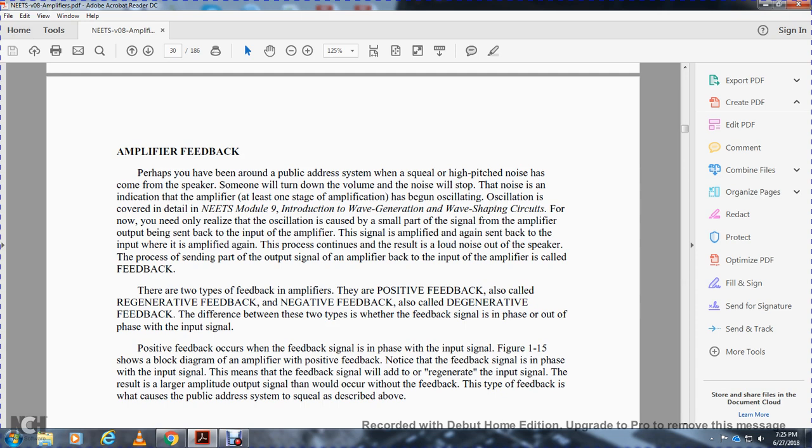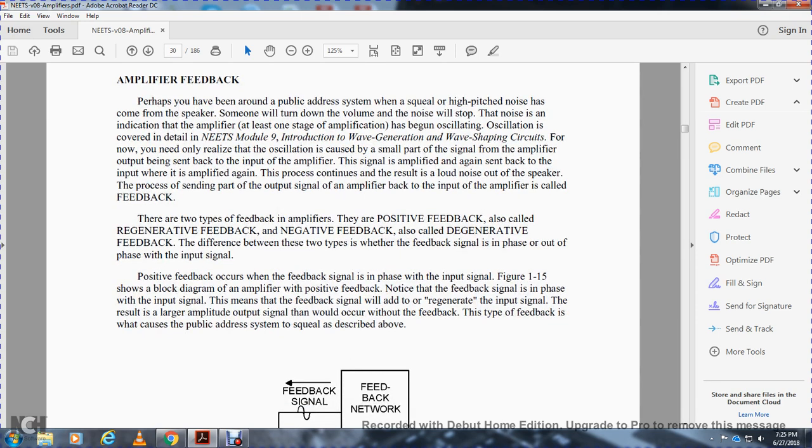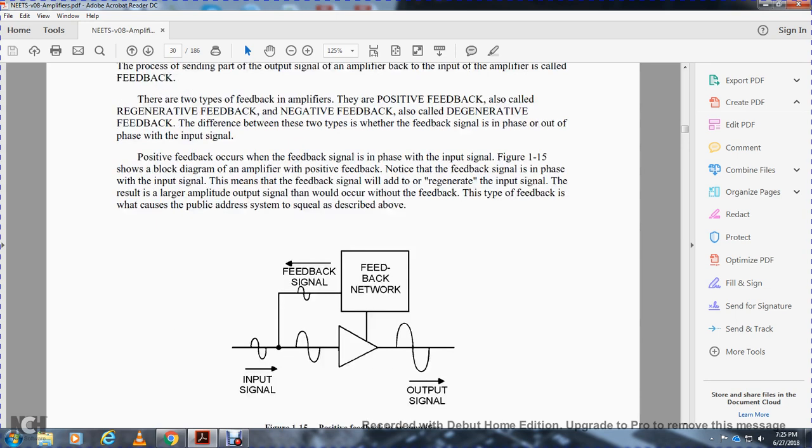The difference between the two types is whether the feedback signal is in phase or out of phase with the input signal. Positive feedback occurs when the feedback signal is in phase with the input signal. Figure 115 shows a block diagram of an amplifier with positive feedback. Since the feedback signal is in phase with the input signal, it adds regeneration to the input signal. The result is a larger amplitude output signal than would occur without feedback. This type of feedback causes the public address system squeal described above.